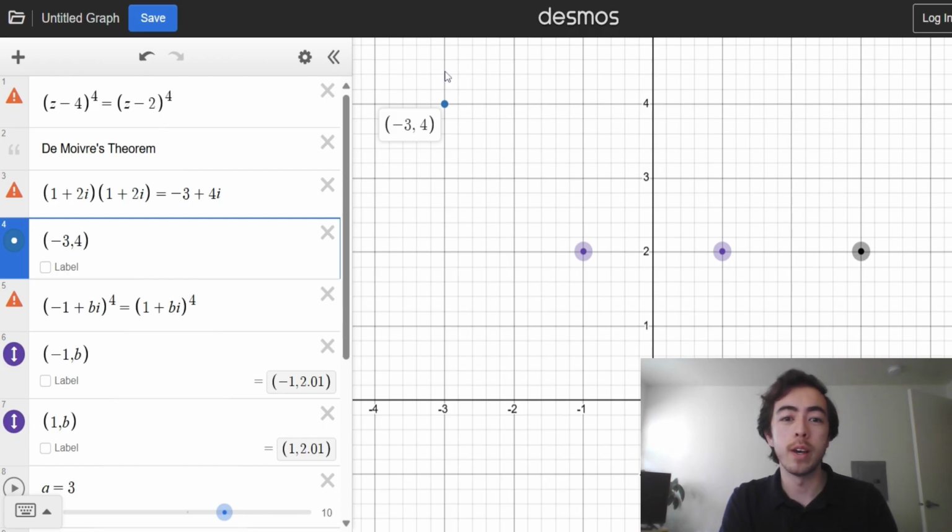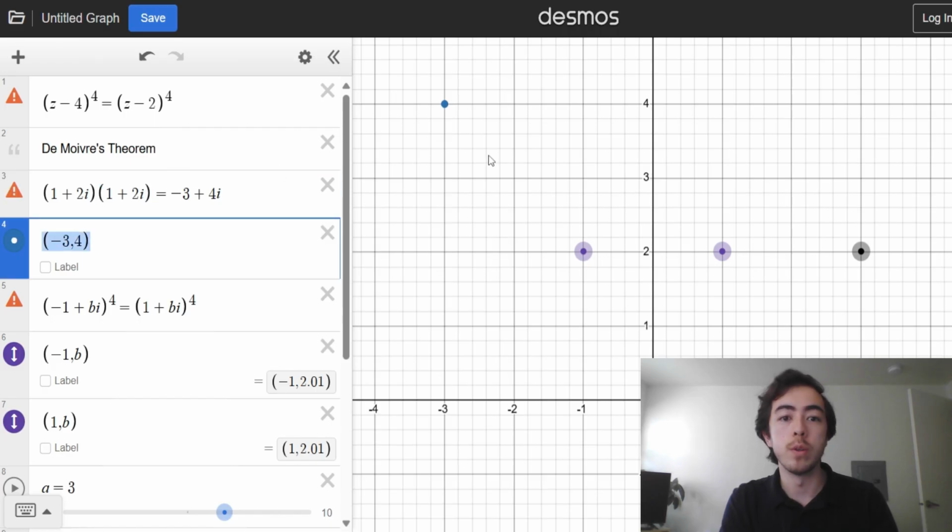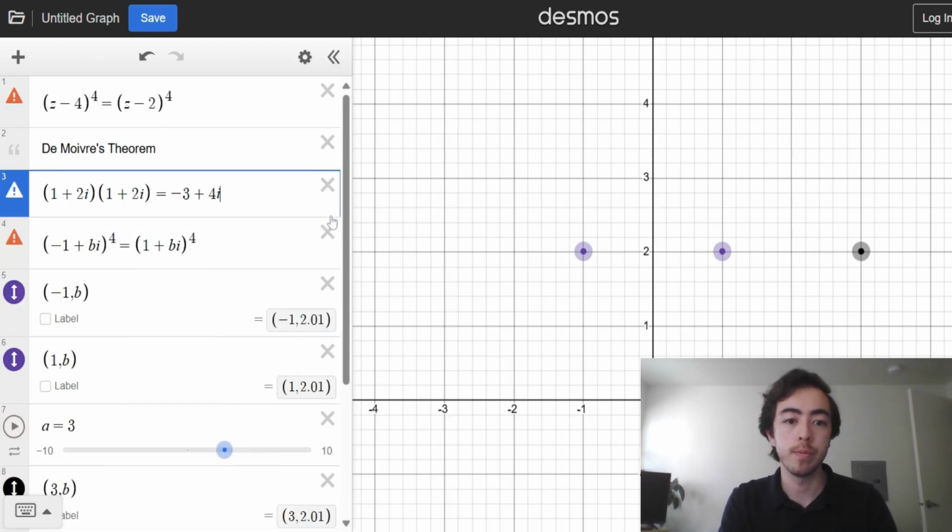It is further away because we do multiply the modulus whenever we square or raise to any power a complex number. And so here the modulus, it looks like that's √5. I'm doing like root of 1 plus 4. And so the modulus of √5 times √5 produces something that has a distance of 5 from the origin. This would create a 3, 4, 5 triangle.